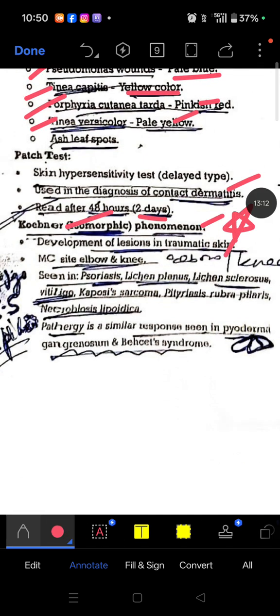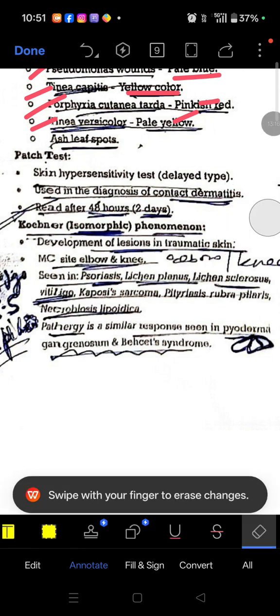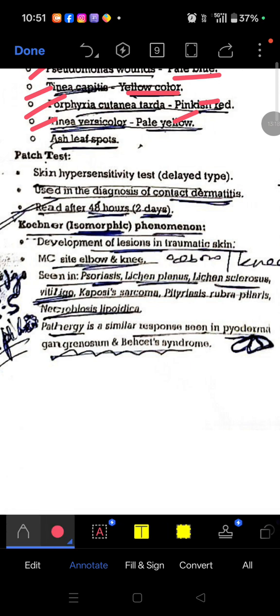Okay, next, very important question, Koebner phenomenon. So this particular topic is very important. Koebner phenomenon is also known as isomorphic phenomenon, and what is this? It is a development of lesions in traumatic skin, and the most common site is elbow and knees. Okay, so elbow and knees.